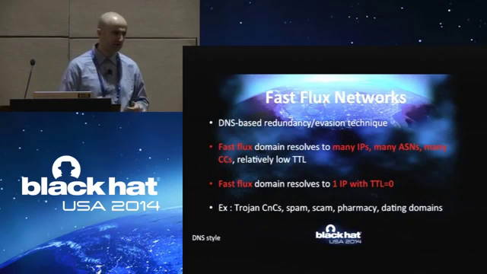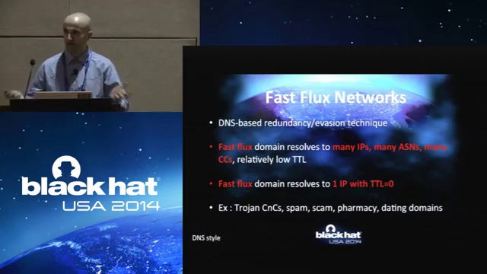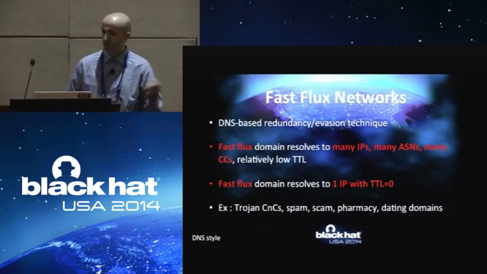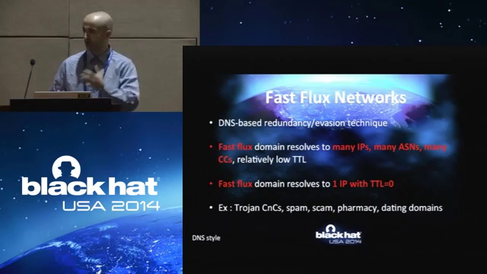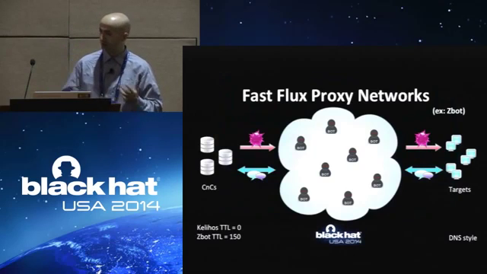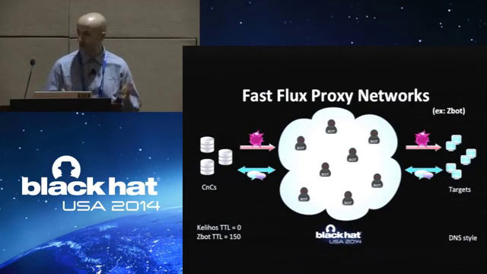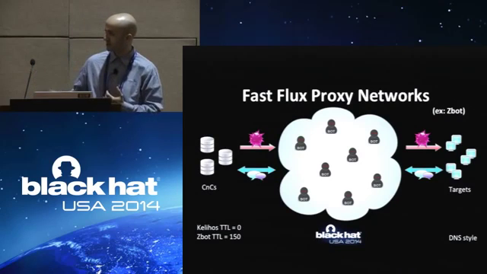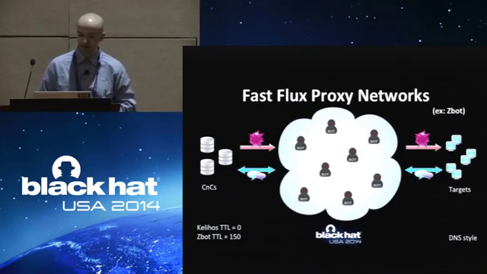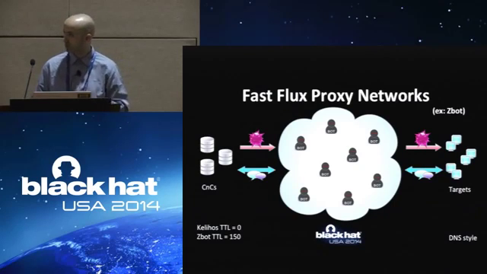So what is fast-flux? Most of you, I'm sure, know about it. It's a domain that maps to a lot of IPs scattered geographically, or it's a single domain resolving to a single IP with a very low TTL. Now, how about a fast-flux proxy network? The slide here kind of shows what it's about. You have on one side the back-end CNCs, and then on the other side the targets, or the machines you are infecting, or you want to infect.